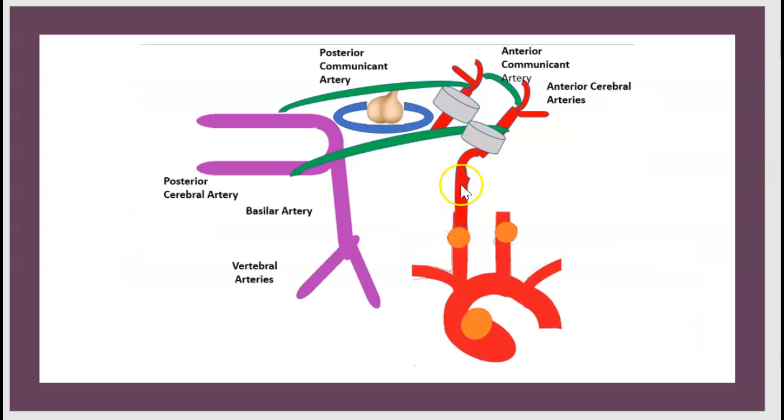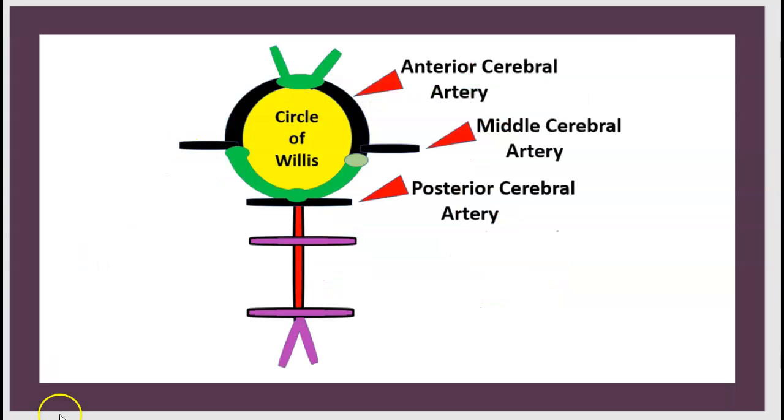Anterior system: carotid artery. Posterior system: basilar and vertebral artery. Between them the circle of Willis. This is the anterior cerebral artery, this is the middle cerebral artery, and this is the posterior cerebral artery. Here is the basilovertebral artery, and here is the PICA, posterior inferior cerebellar artery.